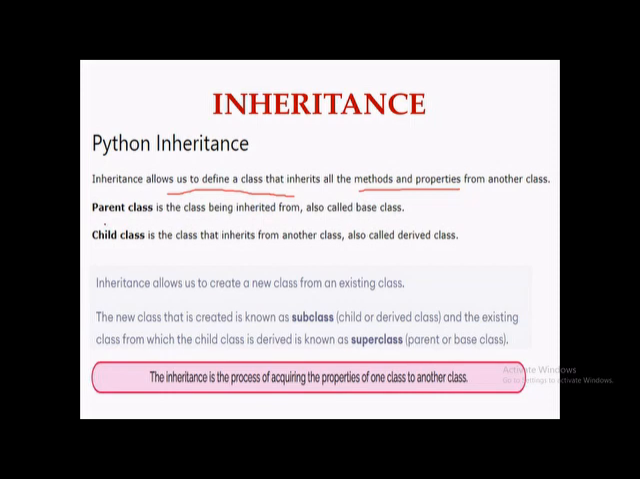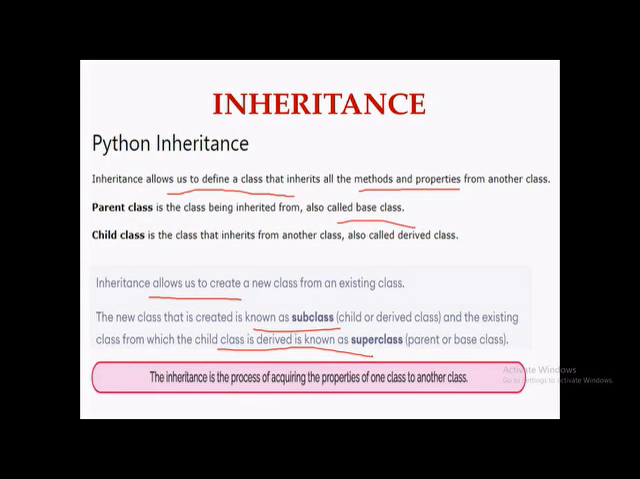And we call each class with some terms. Parent class is the class being inherited from, or else we can say it is a base class. Child class is the class that inherits from another class, which we call a derived class. So that is the definition of inheritance. Inheritance allows us to create a new class from an existing class. The new class is called a subclass, and the existing class from which the child class is derived is known as the superclass.